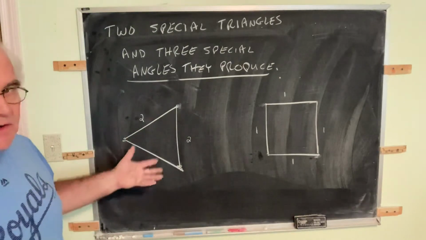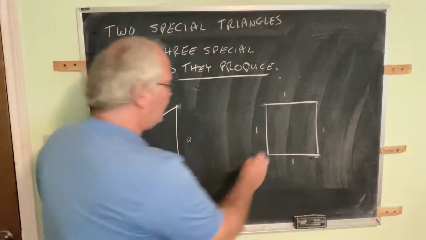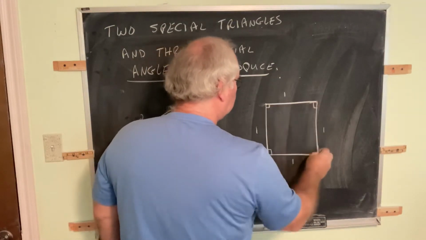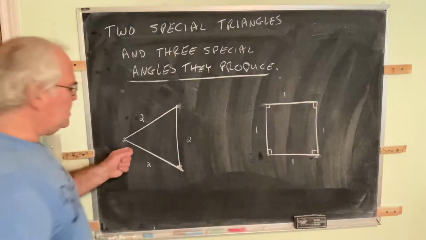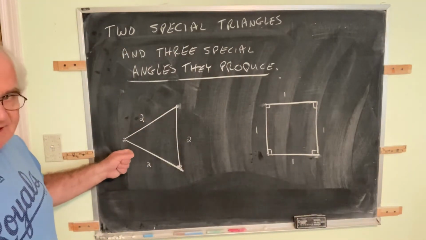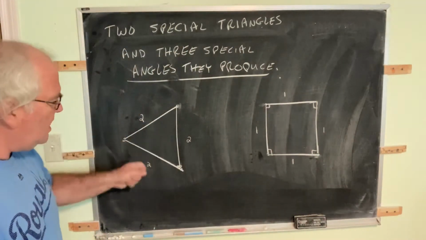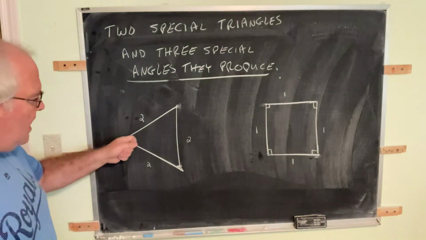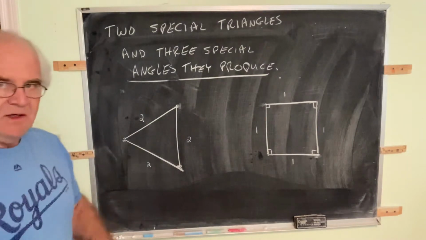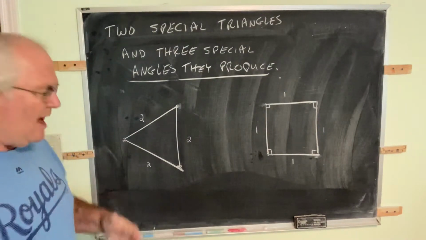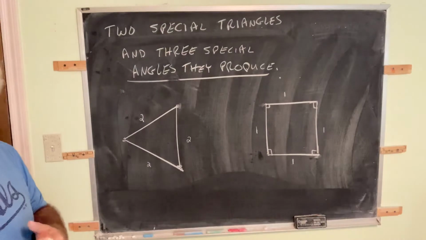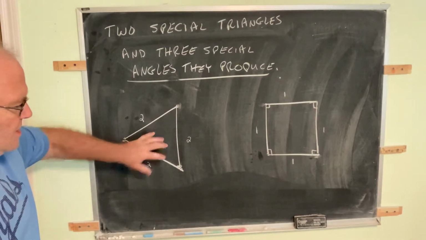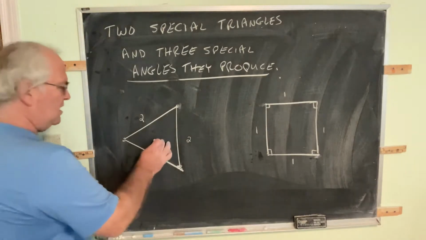Now, we know the angles in both of these figures. We know these angles are all 90. And we know these angles are all 60, because if they're equilateral, it must be equiangular. All the angles are the same size. And since there are 3 of them, and the grand total is 180 degrees, each angle must be 60 degrees.